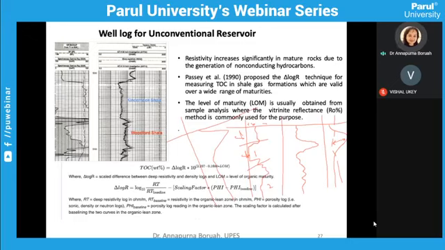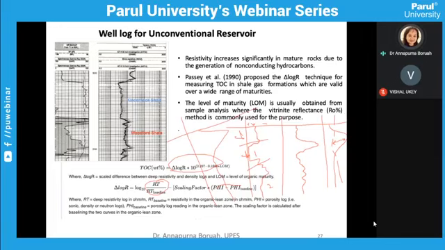So there are different techniques like the Passey method, which can be used for total organic content analysis from well logs. Generally, well logs are used for petrophysical property analysis like porosity, permeability, water saturation, density. But these logs can be used for geochemical parameter evaluation also. Passey introduced one method, the Passey method. TOC can be calculated using delta log R, and delta log R you will get from the resistivity log and porosity log.